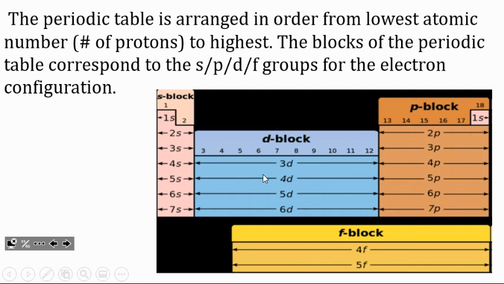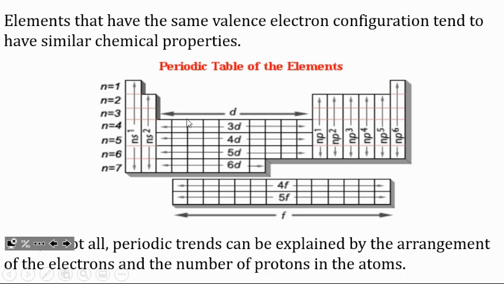Periodic table arranged in order from lowest atomic number to the highest. Remember, we have our S block, our D block, our P block, and our F block. We have that marked out. Remember, our helium actually is right over here when we're talking in terms of electron configuration. Elements that have the same electron configuration tend to have the same chemical properties. So those elements that end in ns1, where n is whatever the period is, are going to have similar properties, minus the hydrogen. Hydrogen's a little weird, but everything else in there is going to have pretty similar properties.